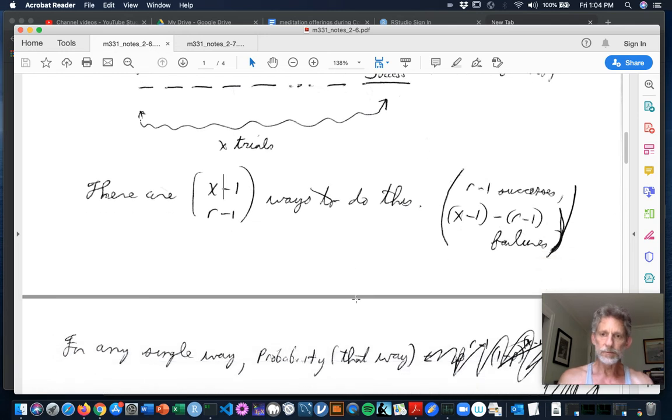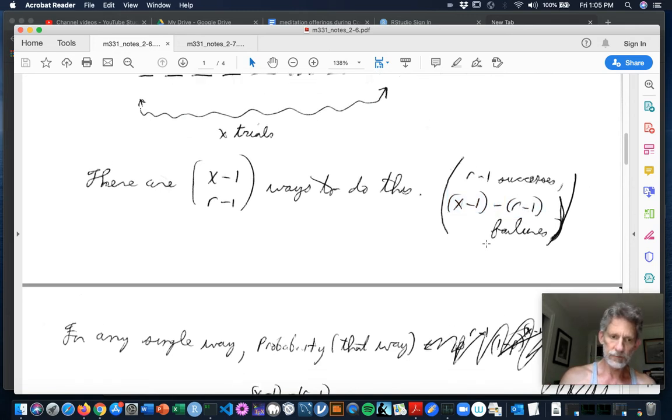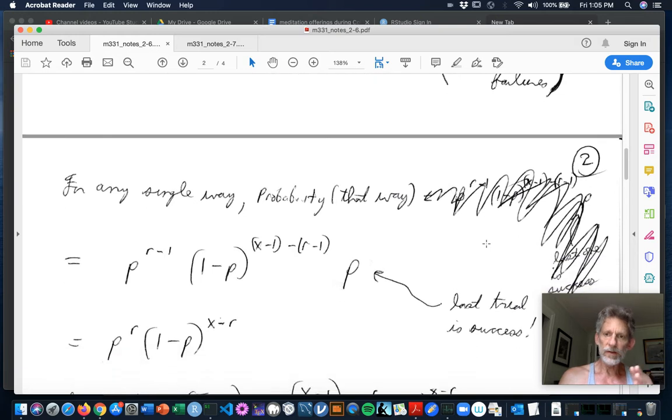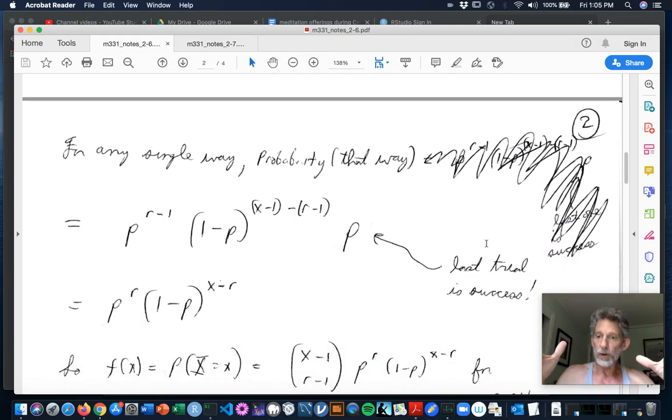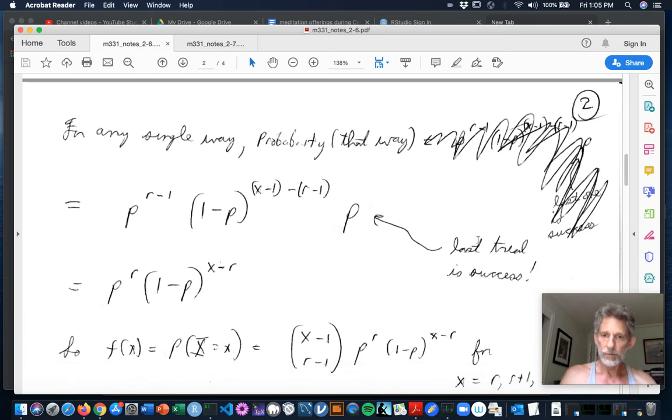And when you do it, there'll be r minus 1 successes in those x minus 1 boxes. And the rest, which is x minus 1 minus (r minus 1), is going to be failures. Now, let's think about for any one of those ways, what's the probability that it happens exactly that way?